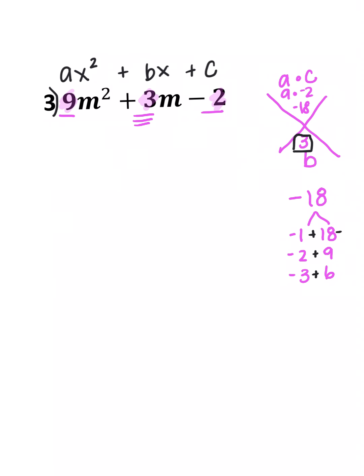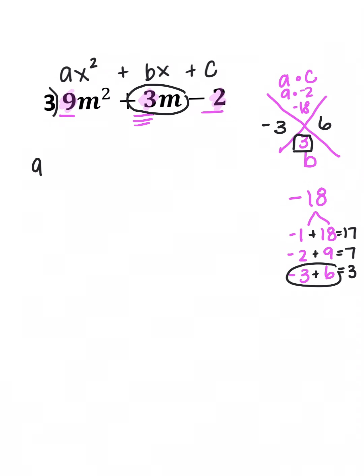So negative 1 plus 18 is 17. Negative 2 plus 9 is 7. And negative 3 plus 6 is 3. So negative 3 and 6 are my factors. So I'm going to rewrite my middle term, replacing it with a negative 3 and a positive 6.